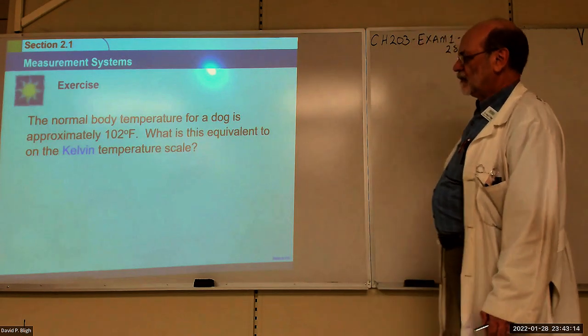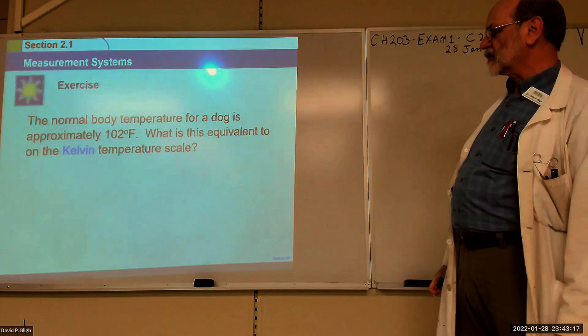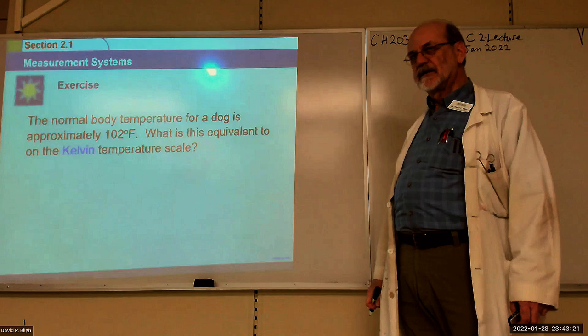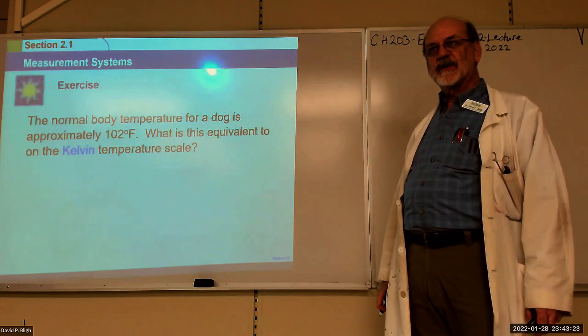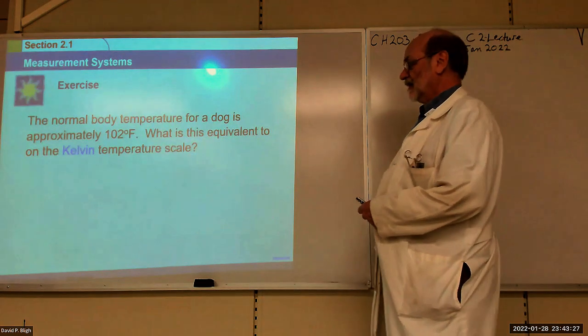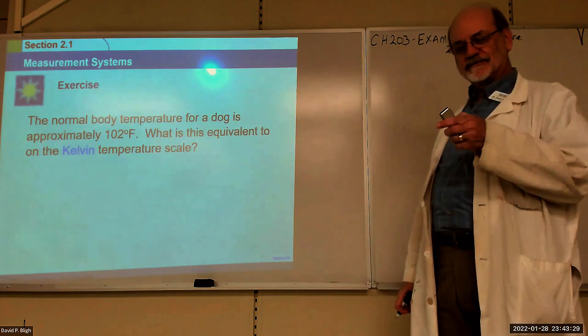So normal body temperature for a dog is 102. That's about right. 102, 103. They're hot. You pick up and hug your dog when you're cold. Keeps you warm, doesn't it? Or they climb into bed with you in the winter.